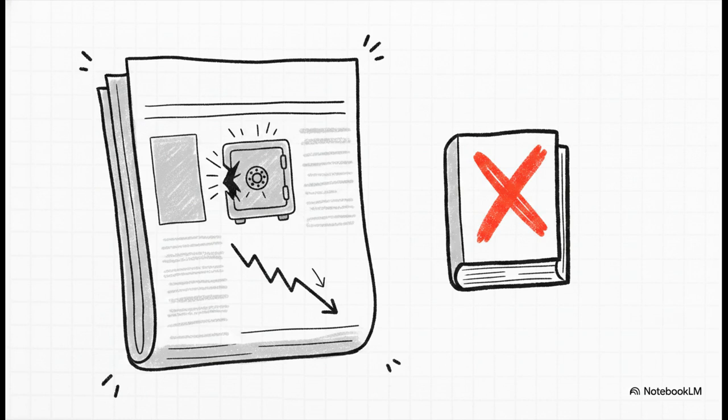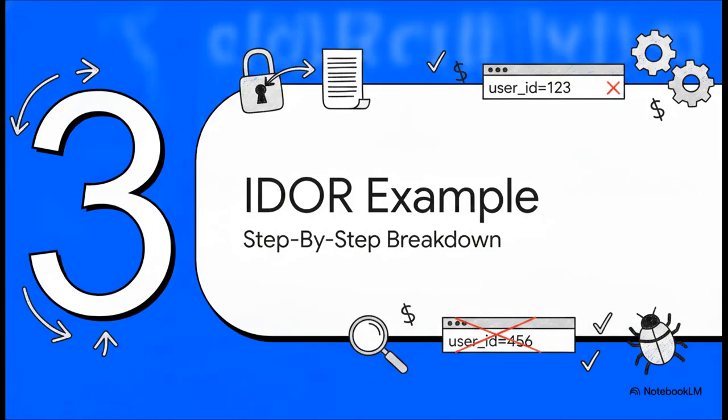Instead, you need to highlight the real-world business damage. Write the newspaper headline, explain exactly what data is at risk and what that actually means for the company's bottom line. Which brings us to section 3. Let's look at a step-by-step IDOR example.